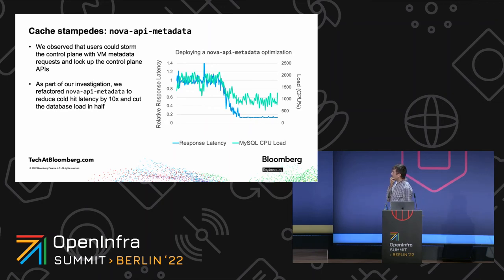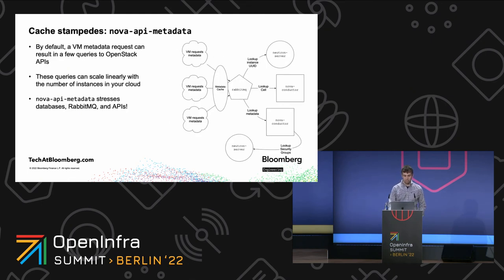So what we did is optimize that flow path, and I'll go over what exactly we did. The cold request latency, or the request latency to generate something out of the metadata, we dropped by a factor of 10, which dropped our database load in half. Things like this allow us to continue scaling out the cells. So going back to the original, here's the whole flow path. These queries can scale linearly with the instances in your cloud.